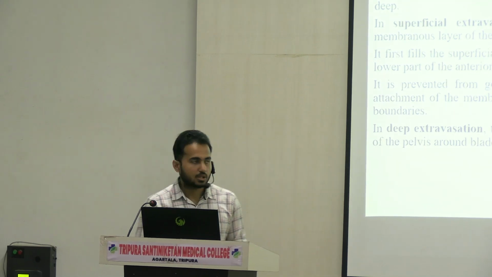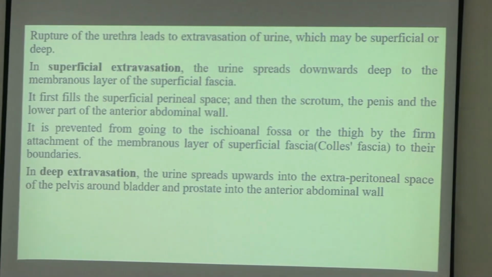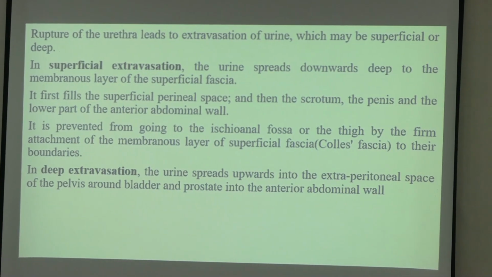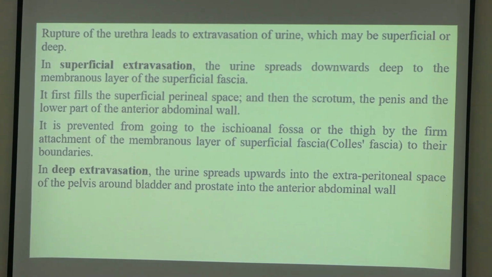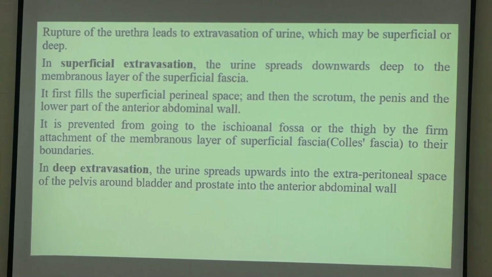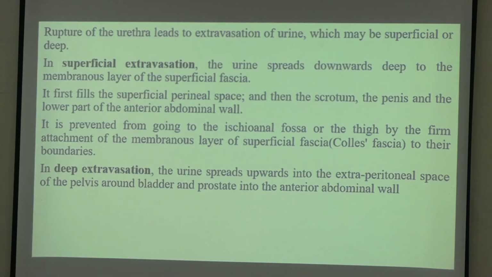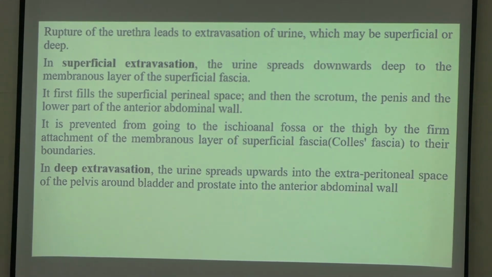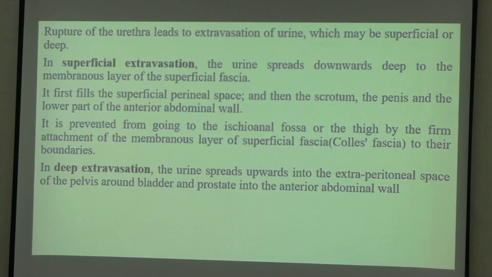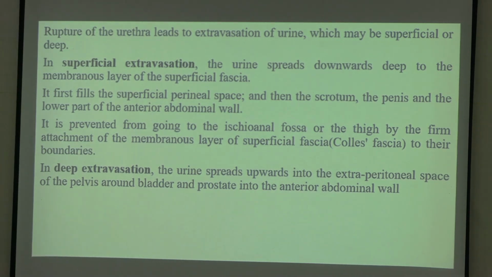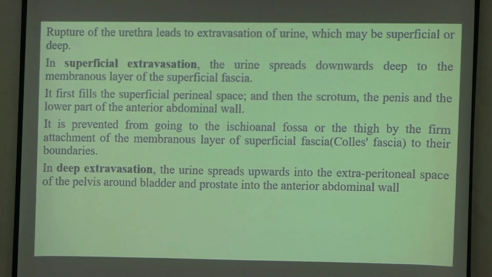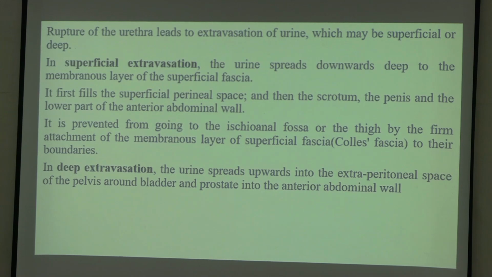Next, in deep extravasation, what happens? The spread is into the extraperitoneal space, pelvis, around the bladder, prostate, and into the anterior abdominal wall. These are the areas in which the extravasation takes place during rupture of the urethra, especially in the membranous part of the urethra.